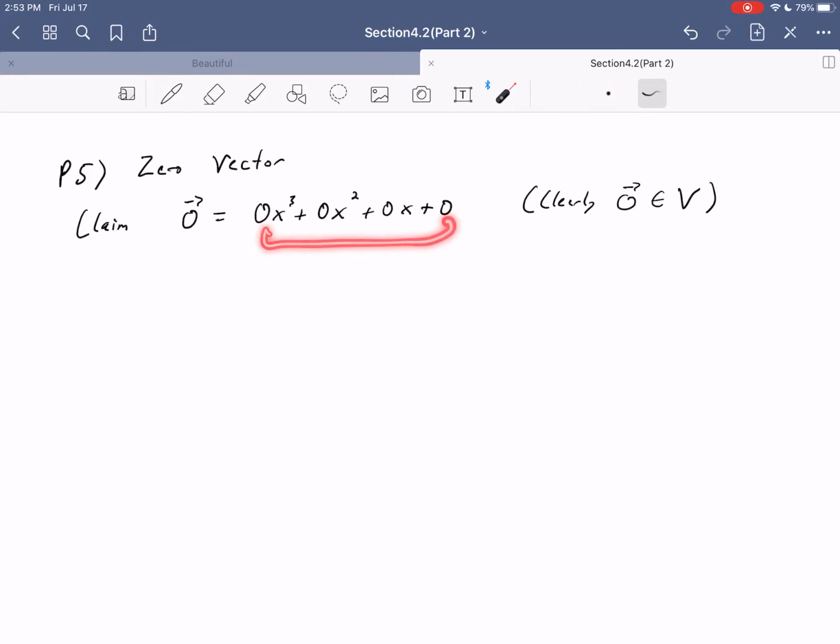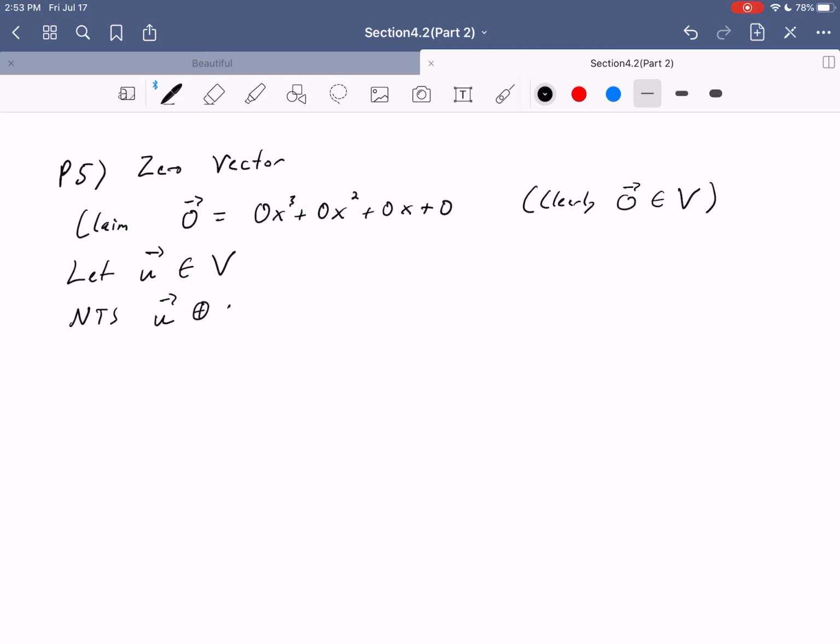We're just thinking about the all zeros degree 3 polynomial, right? That has a 0 coefficient for all of those terms. Now, what we need to do is show that this really acts like the 0 vector. So let's go back one step. Just to be consistent, let u be an element of v. So what we need to show is that u under this vector addition operation with 0 needs to come back as u. So in other words, we need to show it really acts as 0. So let's go ahead and do that.